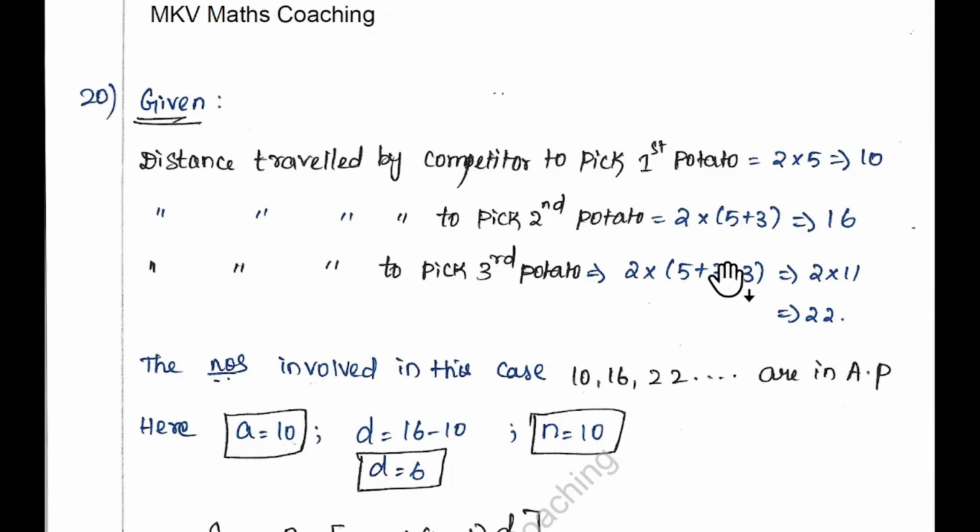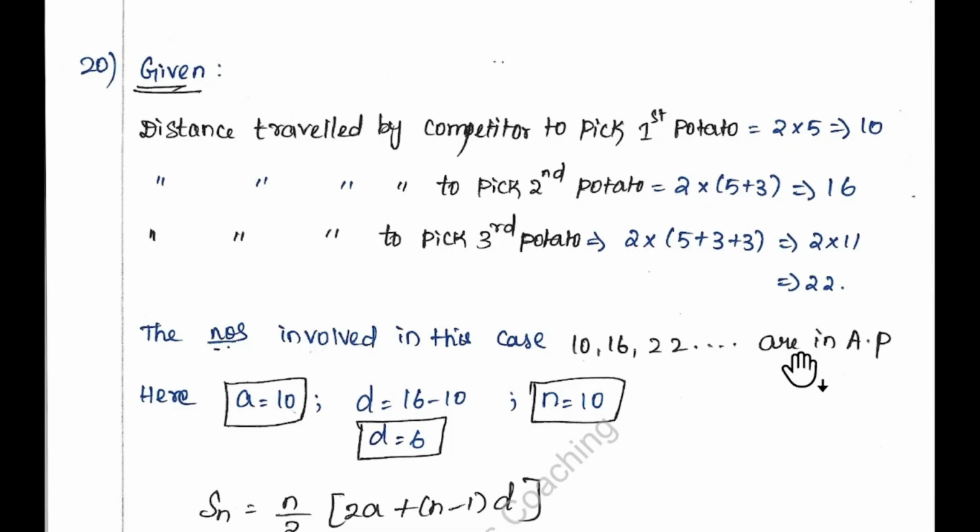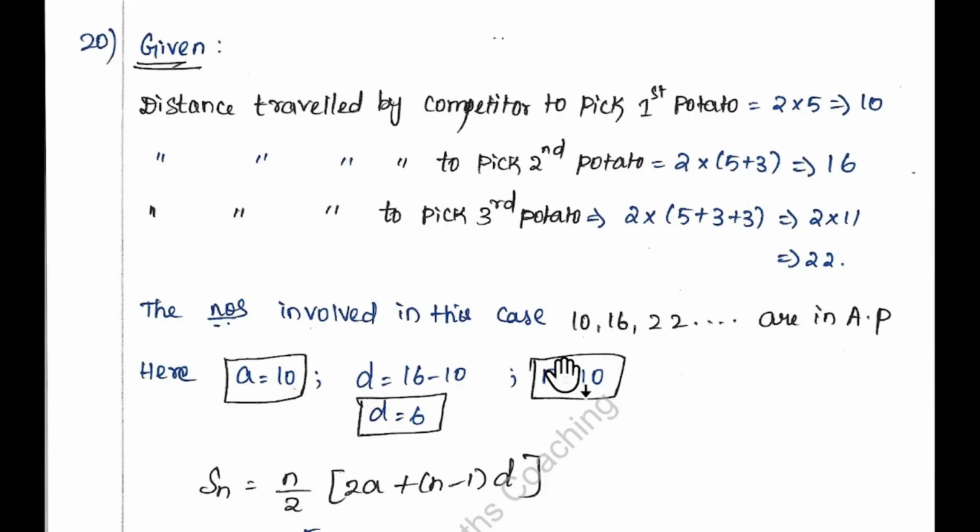For the third potato, 5 plus 3 plus 3. You have to multiply with 2, since she has to go and come back to the bucket, right? So 2 into 5 plus 3 plus 3 will give you 22. So this is the series: 10, 16, 22. These are the numbers involved in this case, which looks like an AP. A value is 10, d is 16 minus 10 is 6, the common difference is 6, and the total number of potatoes they have given us is 10. So n, I am taking it as 10.